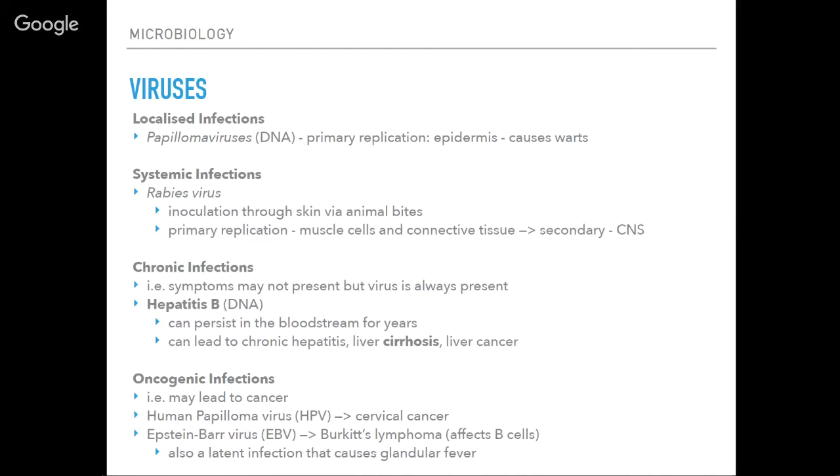Chronic infections. Hepatitis B. A chronic infection is one that basically never leaves your bloodstream. HIV is one of them. Hepatitis B is one of them. If left untreated, it can lead to severe complications. So in the case of hepatitis B, liver cirrhosis.